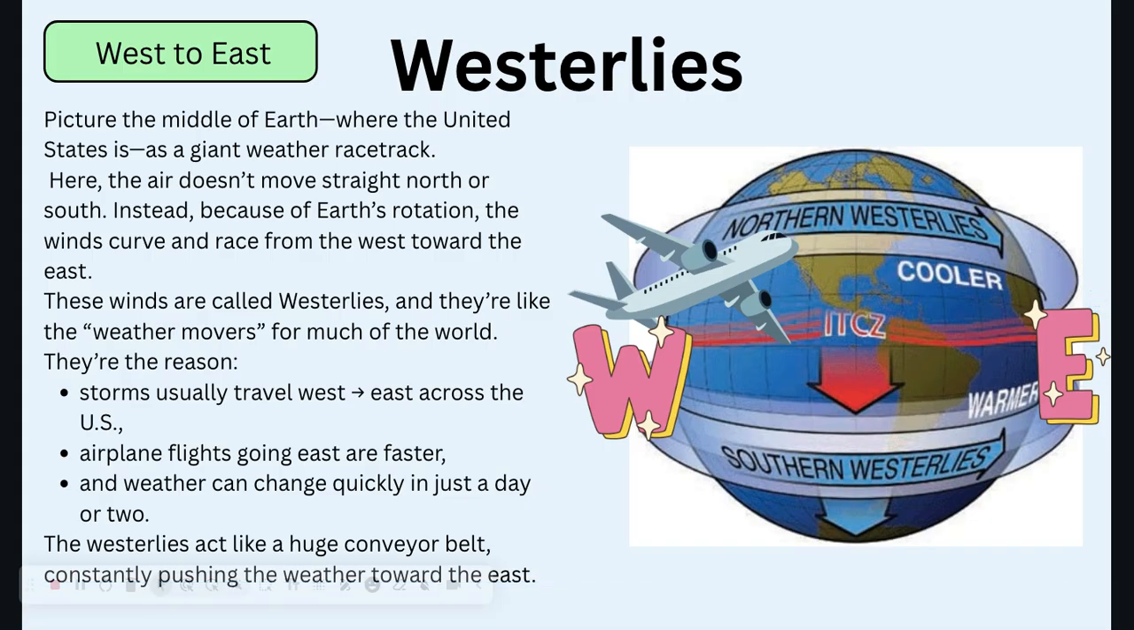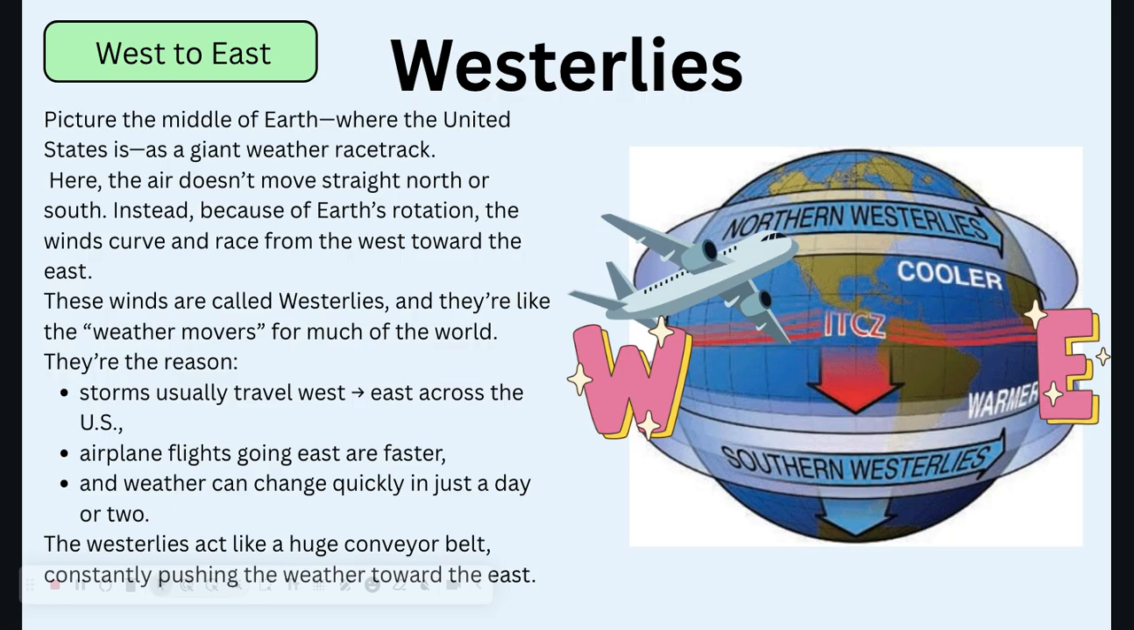Westerlies. And if you notice, a lot of these are named from where they start. So it starts in the west, so it moves from west to east. All right. Picture the middle of Earth where the United States is as a giant weather racetrack. Here, the air doesn't move straight north or south. Instead, because of the Earth's rotation, the winds curve and race from the west towards the east.